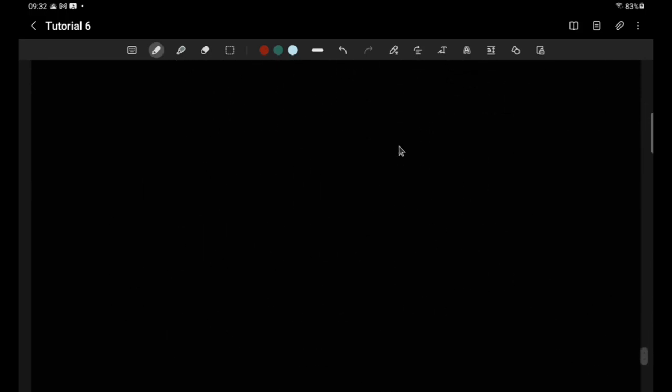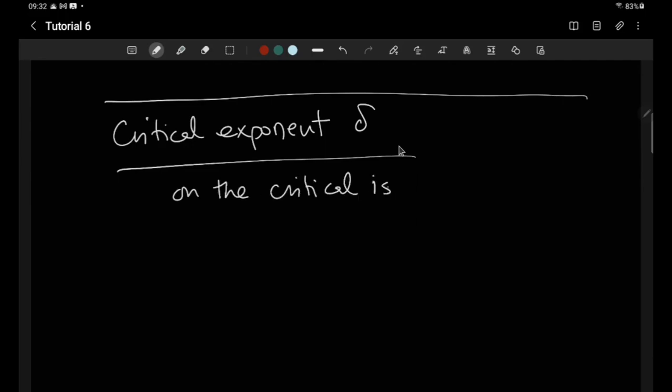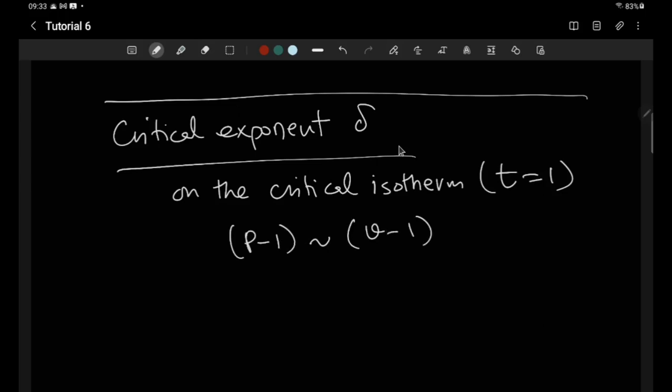So this is the critical exponent gamma. Now we will do delta. Again, if you remember, we got alpha plus gamma equal to 1 even in magnetism. What it says is that this is on the critical isotherm, that is, you should set t equal to 1. What we find is that p minus 1, little p goes to 1, goes as v minus 1 to the power 1 over delta. This is the definition of delta.